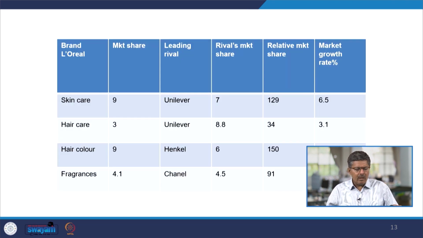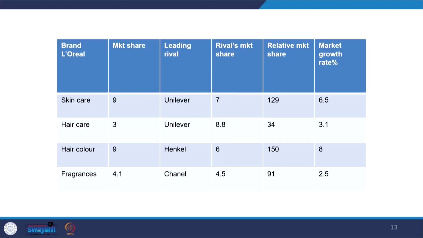Now, this is a simple example you can see of L'Oreal. L'Oreal is a very famous company in cosmetics like skin care, hair care, hair color, fragrances. In each of these categories, it has different brand market shares, for example 9, 3, 9, 4.1. Who are the leading rivals in each category? For skin care, Hindustan Unilever, Unilever. Hair care, Unilever again, hair color it is Henkel, and fragrances it is Chanel.